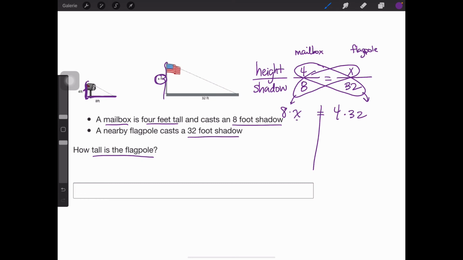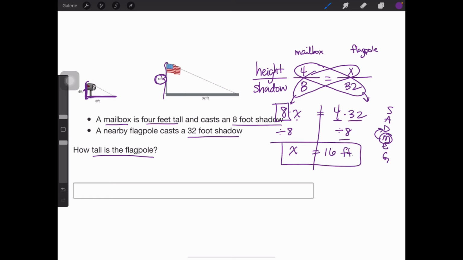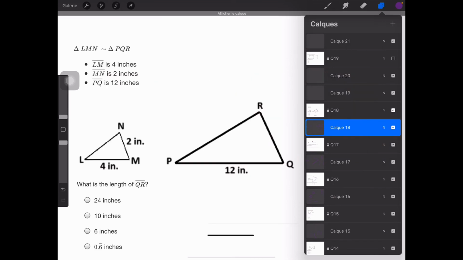I want to get my X by itself, so I'm getting rid of any numbers on the same side as X, in this case an 8. The 8 is being multiplied, so I use the opposite of multiply, that's divide. So divide by 8, divide by 8, and I get X equals 4 times 32 divided by 8, which I can use a calculator, and that should be 16 feet. So my flagpole is going to be 16 feet tall. It's a tall flagpole. All right, let's see the next one.